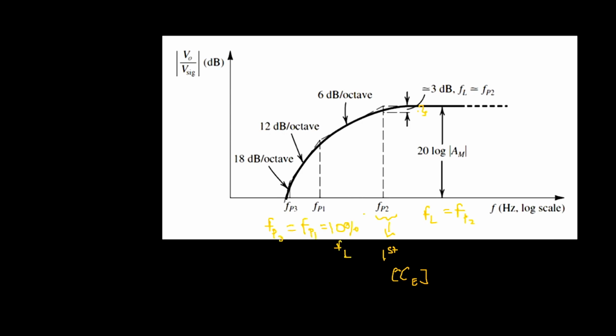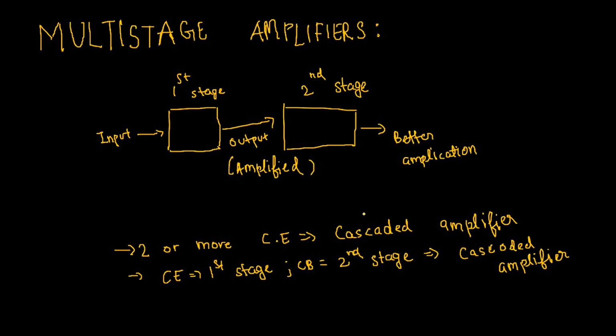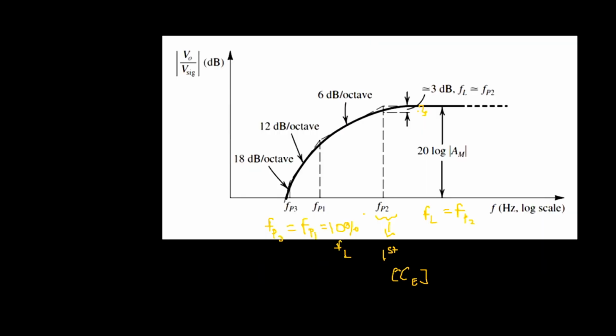So these are the usual values of these frequencies. Unless the values are specified in the question, you can take these as the values, where FL is equal to FP2 and FP3 and FP1 are just 10% of FL. Okay, so with that we have come to an end of low frequency analysis.